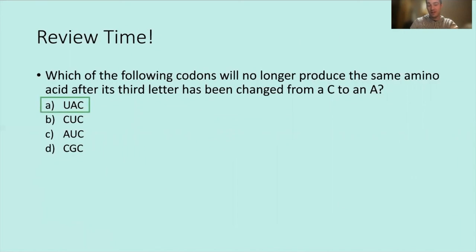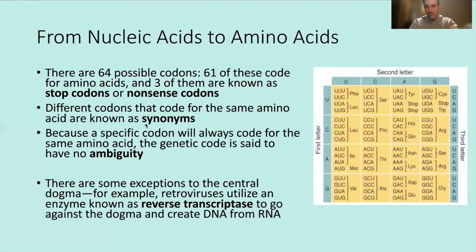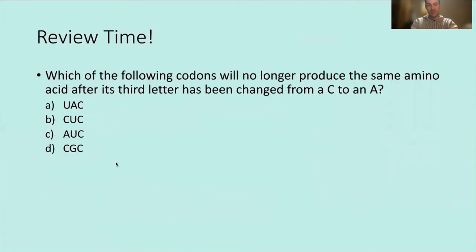B, C, and D are incorrect because if we're changing the C to the A on those answer choices, they're going to code for the same amino acid. We'll just look at one of them, and then if you'd like, you can definitely go back and look yourself. CUC: our first letter is C, second letter is U, so that brings us right over here. If we change the C to an A, it's still coding for leucine, so there really hasn't been a change, and that is the case with all of these answers except for A.